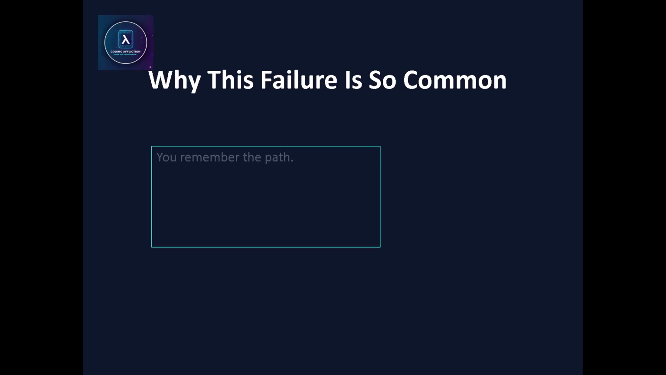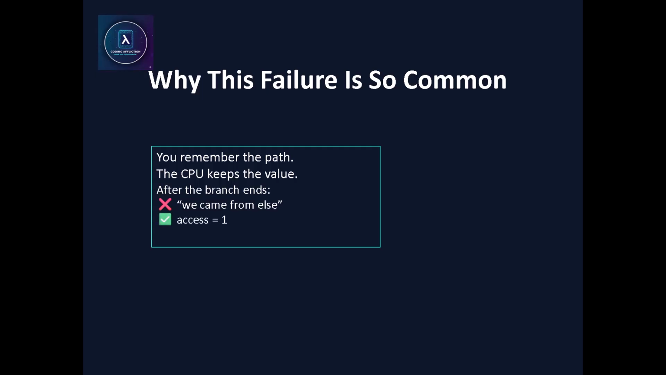Humans think in stories. Programs don't. You remember, "we went through the admin path." The CPU remembers, "this integer equals 10." That mismatch creates phantom logic in your head. Logic that doesn't exist at runtime. That's why these bugs feel random. You're debugging a story. The machine is executing memory. This is the exact point where mental models diverge from reality.